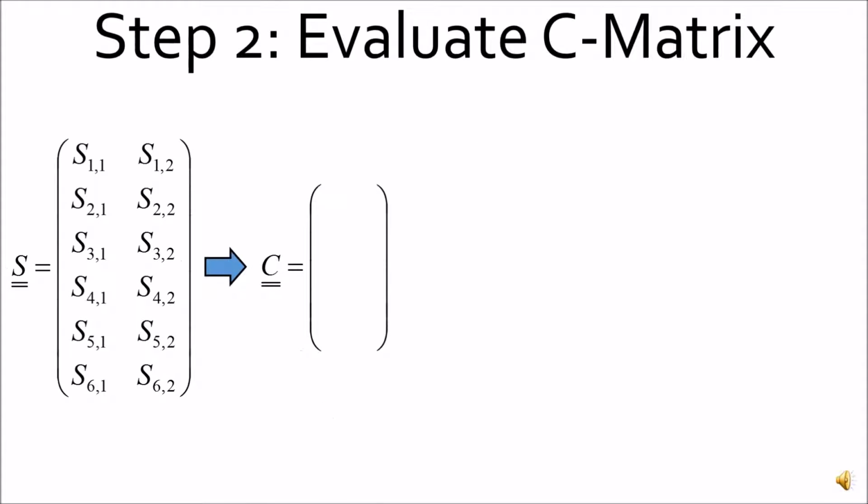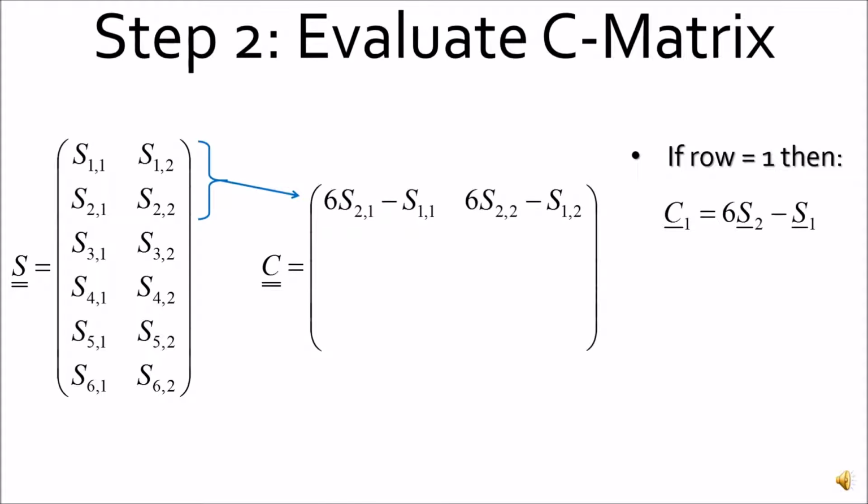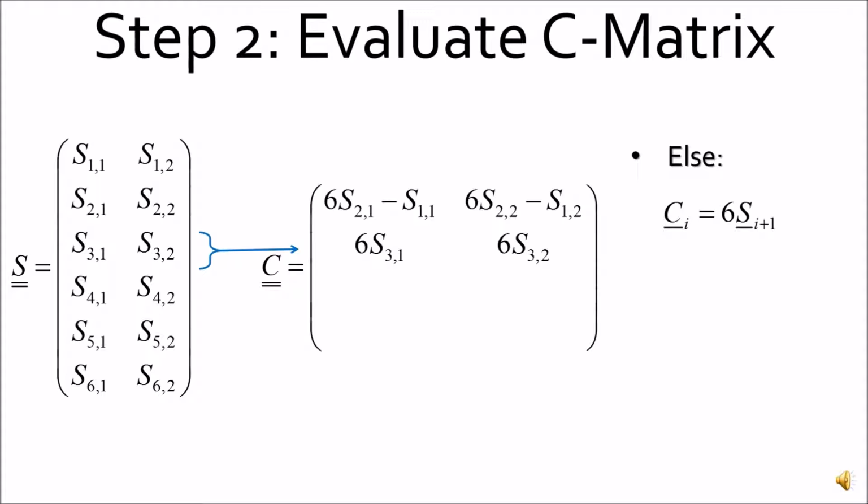So let's do that in our case. We have the S matrix here, and let's start with the first row. It's 6 times S2 minus 1 times S1. So it's just as follows. And then for the second and third rows, we use the else condition. So that's basically 6 times the row above the position within our C matrix. So for the second row, that would be the third row in the S matrix. And for the third row in the C matrix, it will be the fourth row in the S matrix.